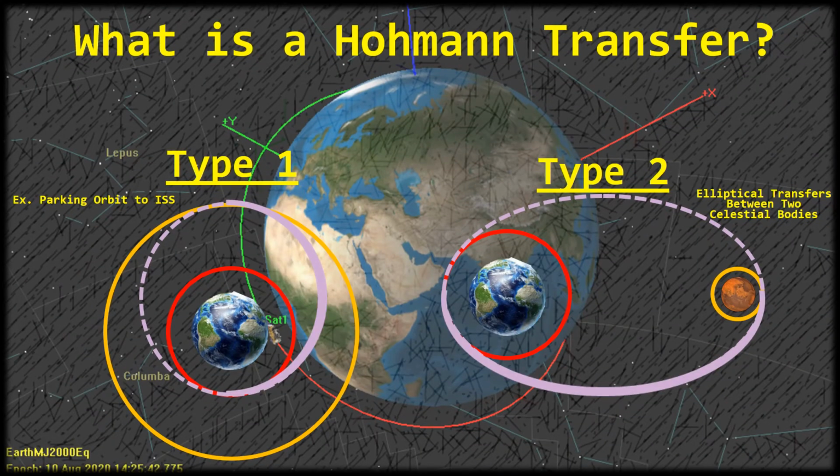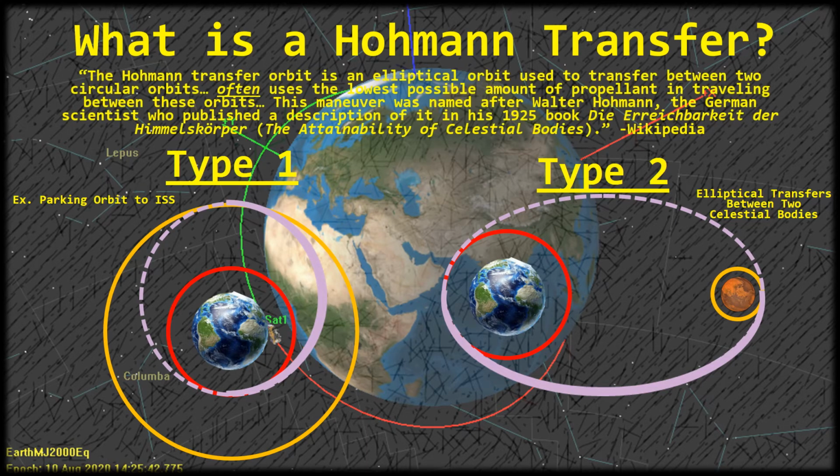Now, before we begin the tutorial, let's take a quick second to review what a Hohmann transfer is. I got a definition off of Wikipedia. It's not always the best source, but it's got not too bad of a definition here, so let's use it. It says that the Hohmann transfer orbit is an elliptical orbit used to transfer between two circular orbits. As you can see here, we've got the red circular orbit and the orange circular orbit. The Hohmann transfer would be the purple elliptical orbit.